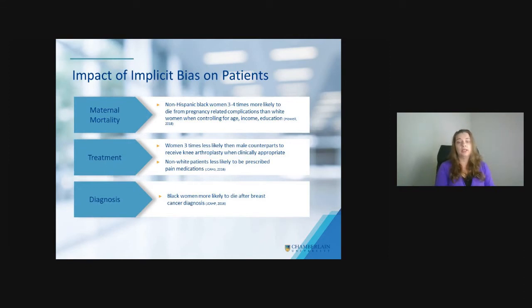Lastly, diagnoses. Black women are more likely to die after breast cancer diagnosis. The jury's out, that's a little bit of a multifaceted discussion. Is it because diagnosis is delayed? Is it because of treatment decisions once one is diagnosed? But we know that Black women are more likely to die. And all of these statistics come from the Joint Commission.